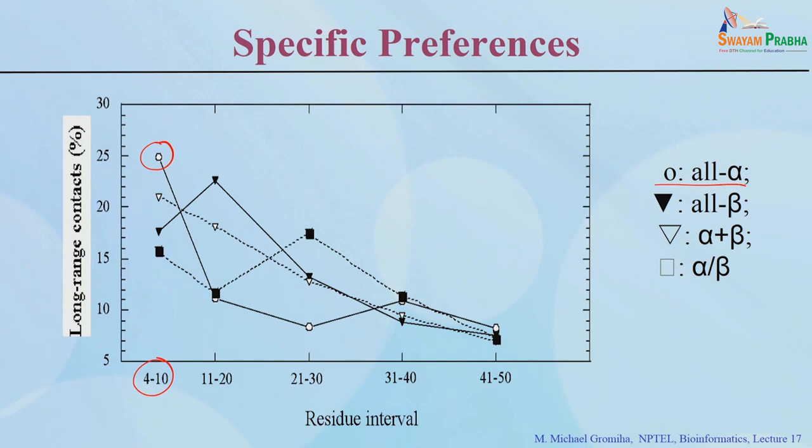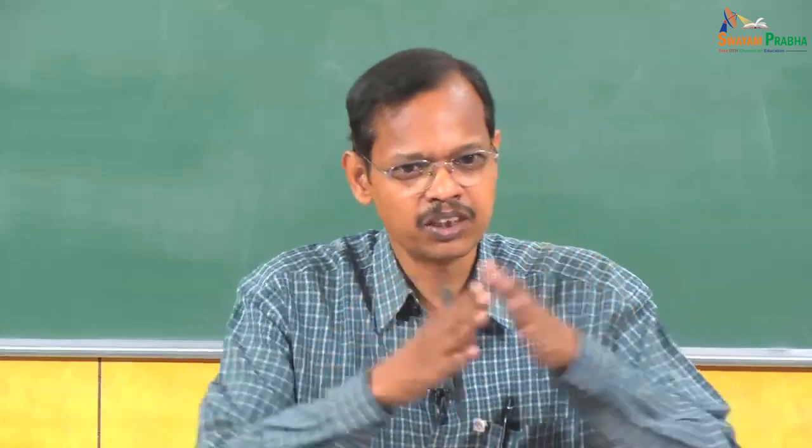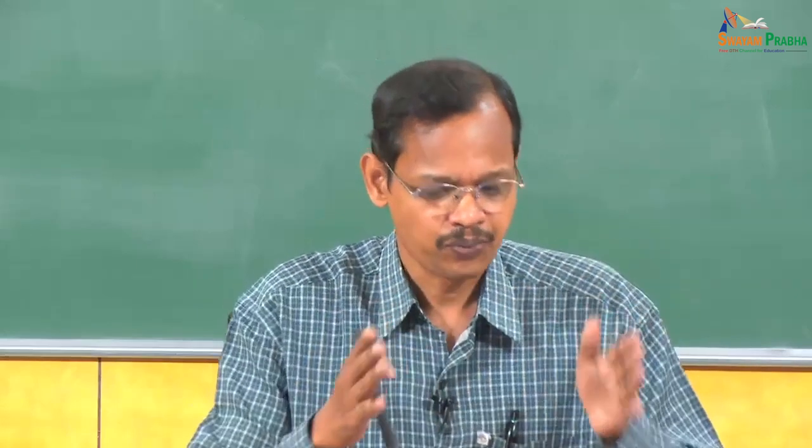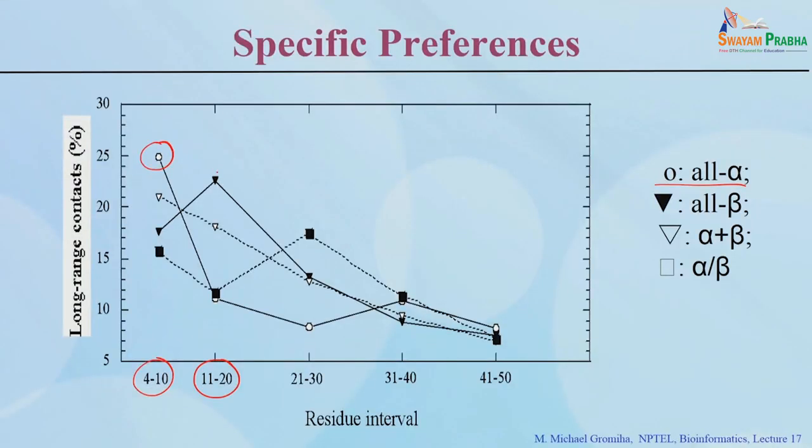But if we look into the all beta proteins, right, this is the all beta proteins. So, here in all beta proteins, you can see the range is 11 to 20. Because mainly these antiparallel beta strands have the hydrogen bonding pattern with respect to more than 10 residues. So, you can see 11 to 20 residues, that is the dominance in case of all beta proteins.